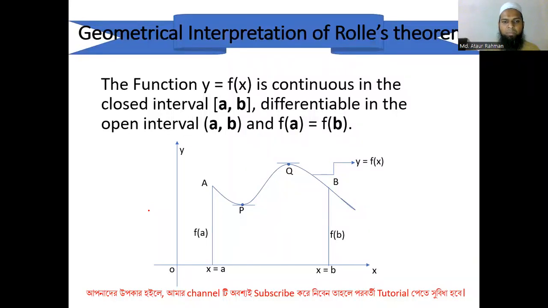Now in the figure, two axes, OX horizontal axis and OY vertical axis, and draw another curve y equal to f(x). At point A, draw a perpendicular from A on the OX axis. At point B, draw a perpendicular from the OX axis. Now here this is f(a), this is also f(b), and also a tangent at P parallel to the OX axis, and also a tangent at Q parallel to the OX axis.